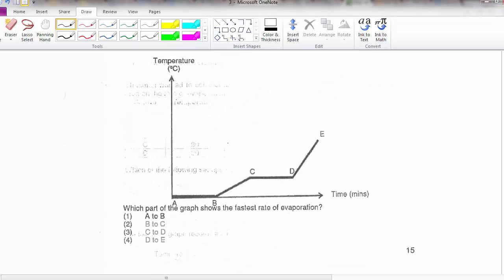Question 24. So I have this temperature graph. Temperature to time graph. So which part of the graph shows the fastest rate of evaporation? So I want the fastest rate of evaporation. So recall, rate of evaporation is determined by heat. So that's why I have temperature here. The higher my temperature goes, the faster my evaporation. So where will be the temperature that will increase the most? It will be this part here, D and E. So that's why my answer is 4, D and E. Okay.